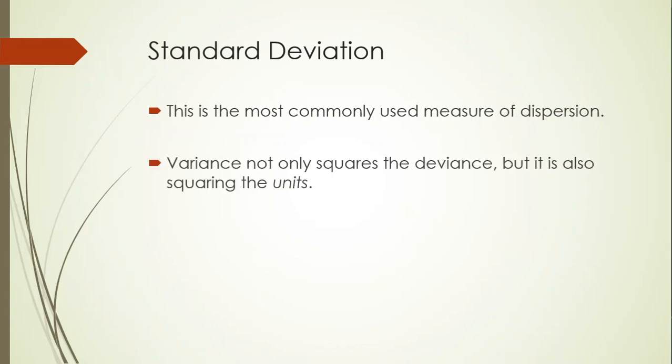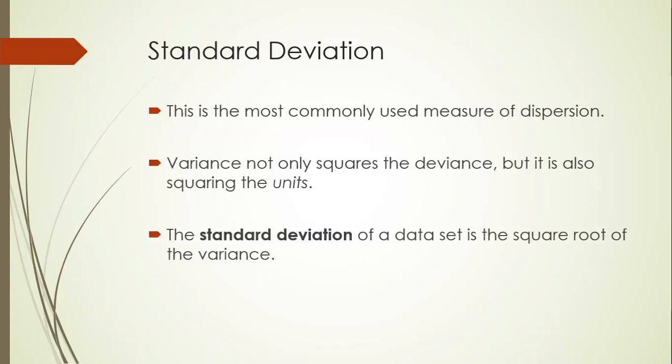So the problem with variance, we're not only squaring the deviance, but we're also squaring the units. So if I'm talking about dollars, then my variance is going to be talking about dollars squared. If I'm talking about how many hot dogs my vendors are selling at a baseball game, then when I do the variance, I'm talking about hot dogs squared. Well, I don't want dollars squared. I don't want hot dogs squared. I want to know what the spread of my dollars is. I want to know what the spread of my hot dogs is.